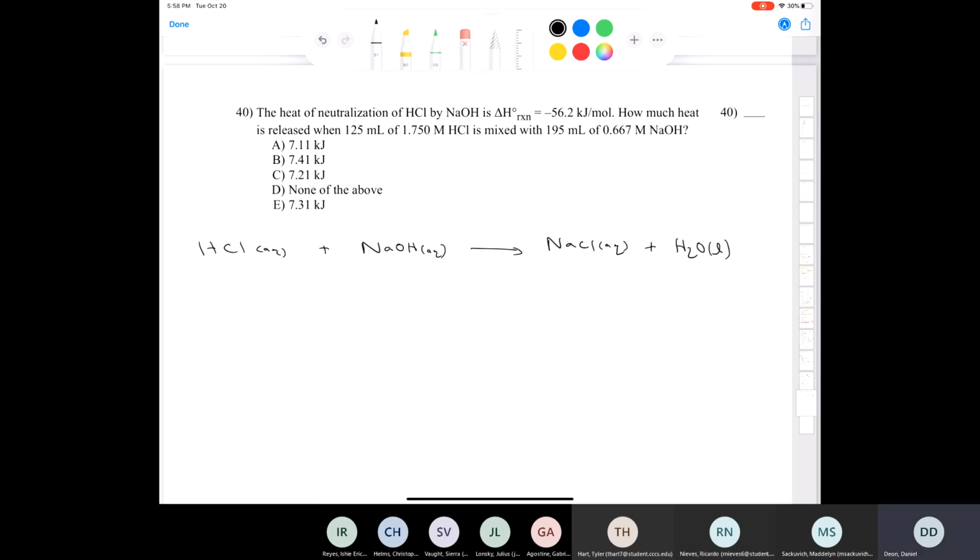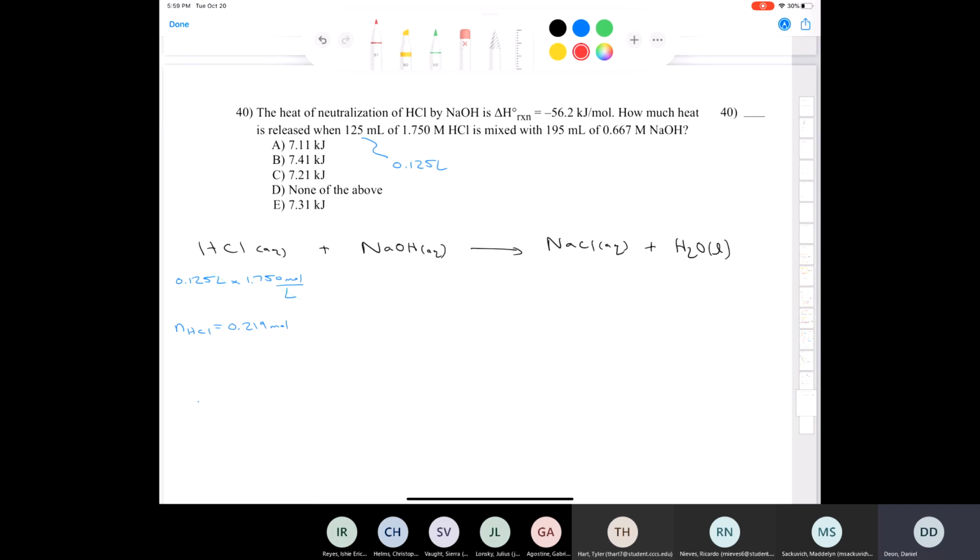Okay. Now we know that we're starting out with how much HCl? We know that we're starting out with 125 milliliters, which is the same thing as 0.125 liters. So I have 0.125 liters, and I'm multiplying that by 1.750 moles per liter. So that gives me the number of moles of HCl. And the number of moles of HCl, when I punch that in my calculator, is 0.219 moles. Again, you can see how volume cancels out.